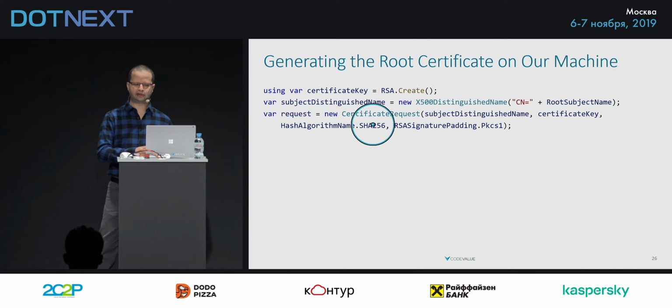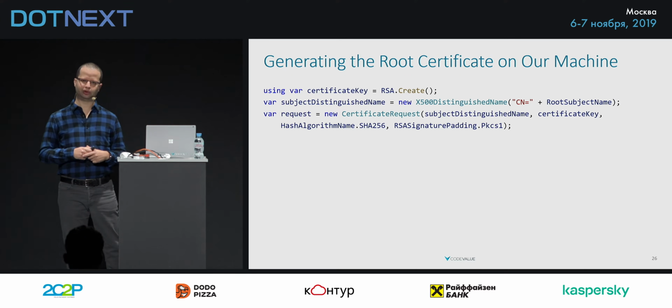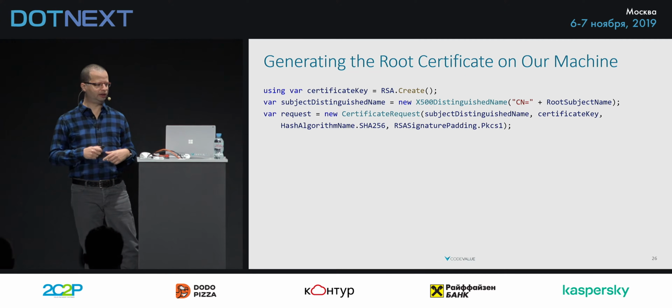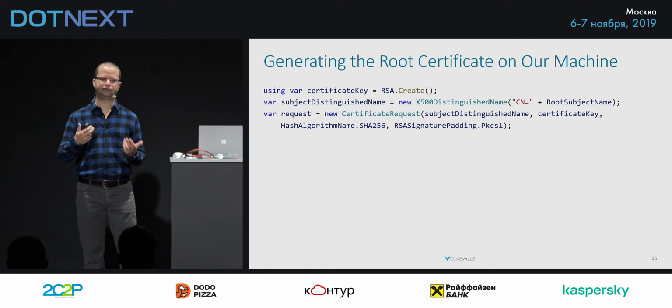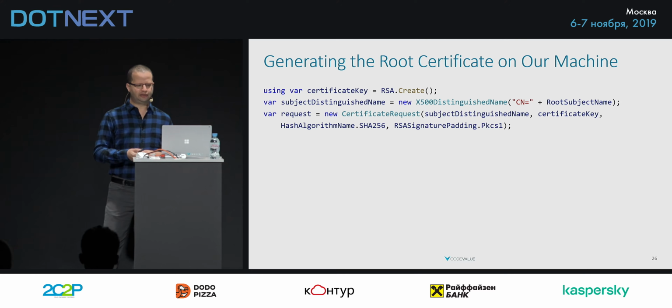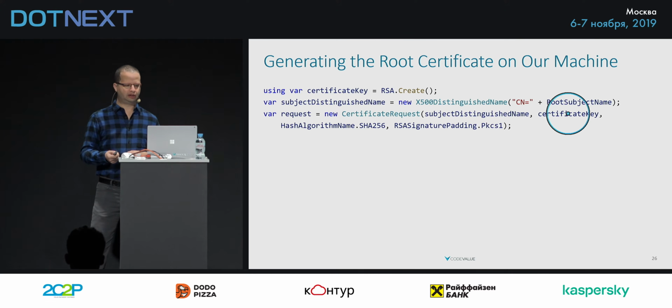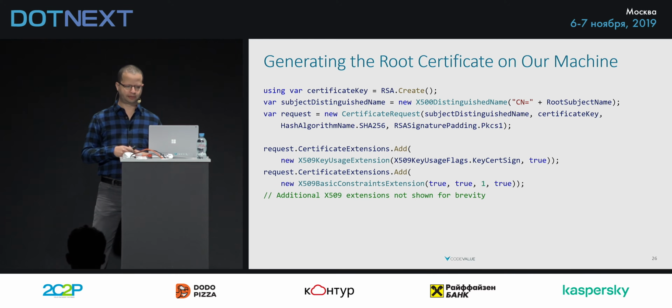And we create something that's called a certificate request. This is the way that we create a new certificate in .NET. We create an object called a certificate request. We give it the name of the certificate, the key we just created, and the hash algorithm we want to use for the certificate. We can add other extensions. So for example, we say that this certificate is used for signing other certificates.